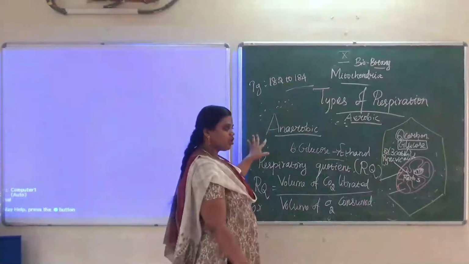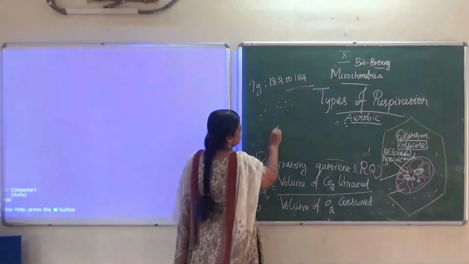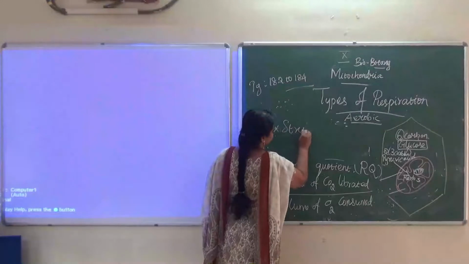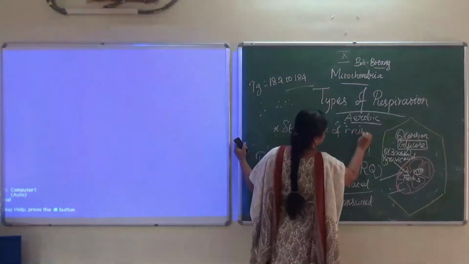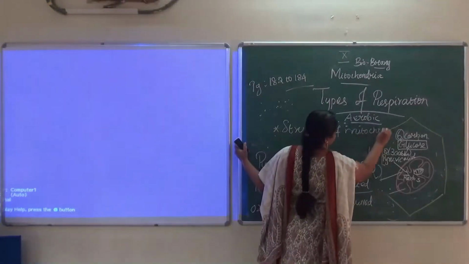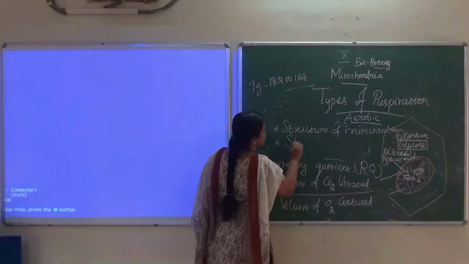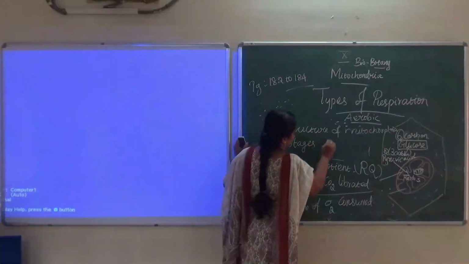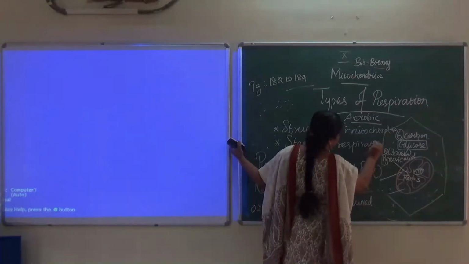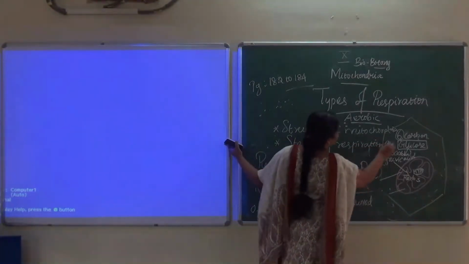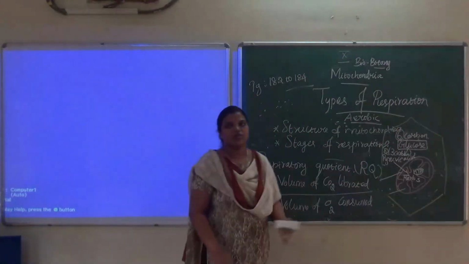Okay. There are 2 important questions, a 5 mark and a 4 mark. One is the structure of mitochondria. Second one, stages of respiration. These are the two important questions of the topic.